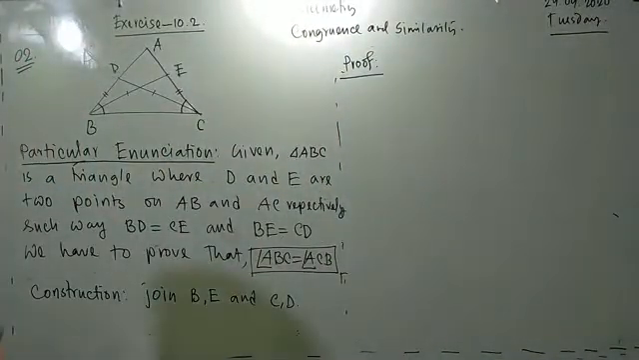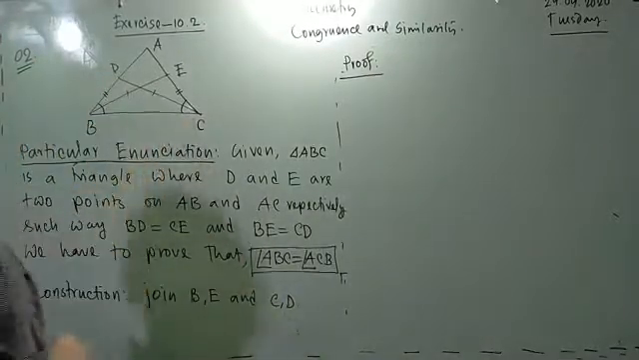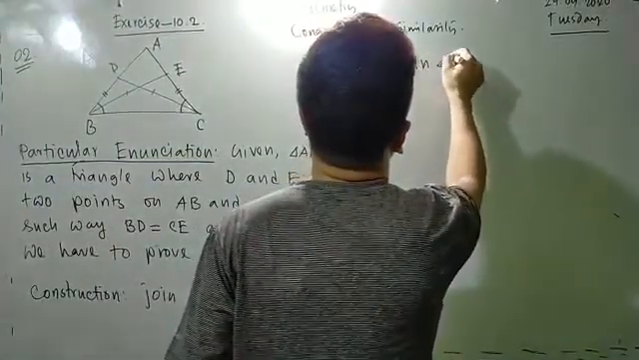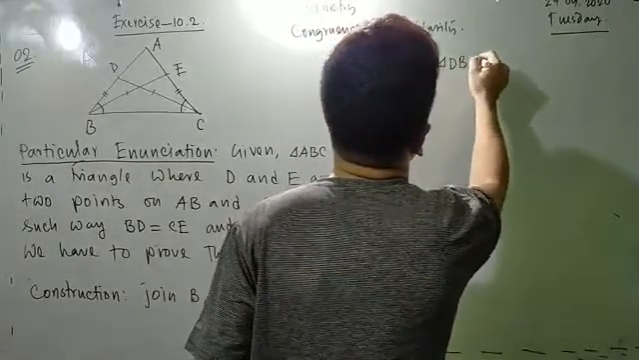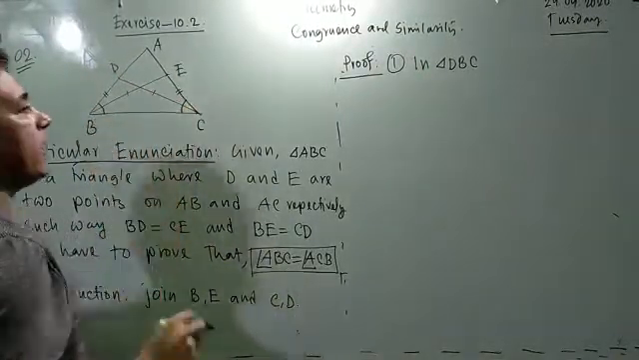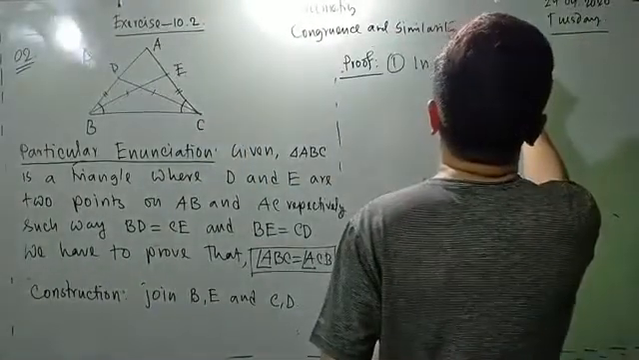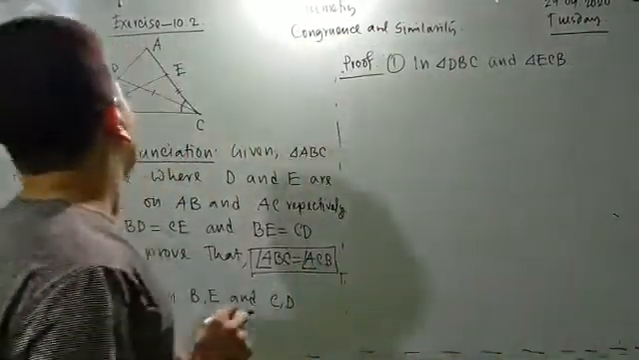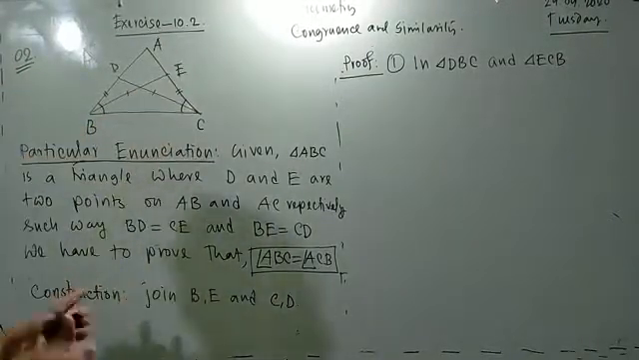So we are taking triangle DBC and triangle ECB. Look at that here, triangle DBC and triangle ECB, both of these triangles we have to mention.